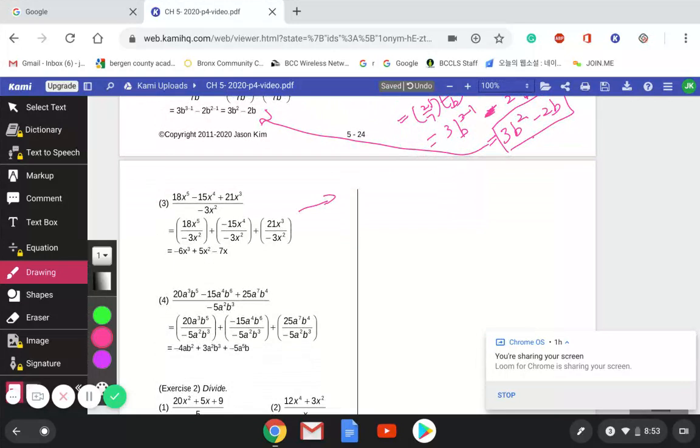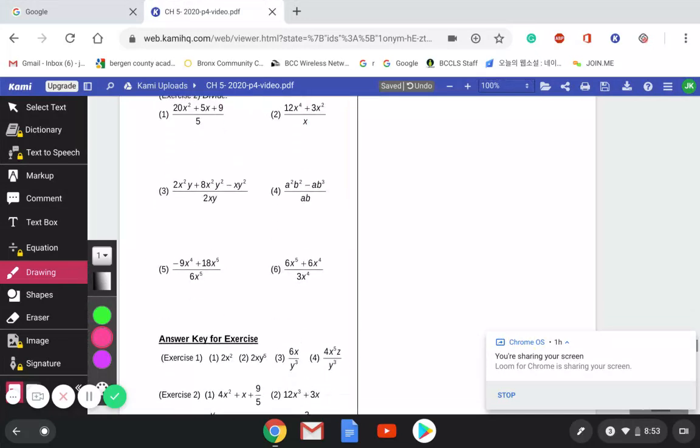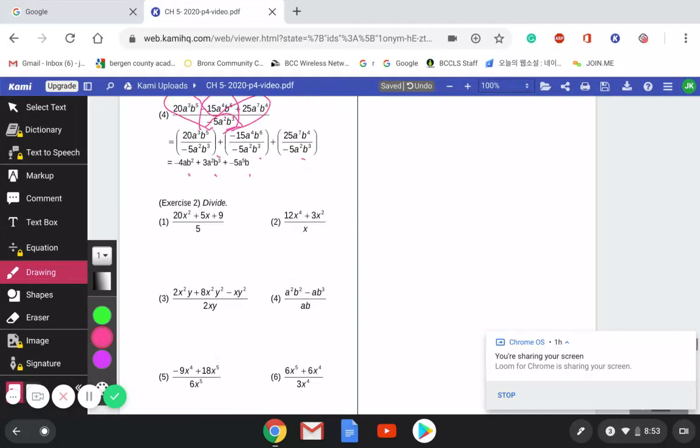Again, when you have polynomial divided by monomial, you separate them, like this. And then you simplify and you get the answer. You separate this, and simplify the answer. So that's division of polynomial by monomial type.